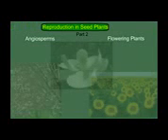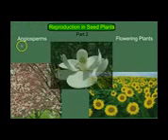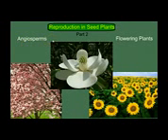Welcome back to our series on plant diversity and evolution. This is part 2 in our section on reproduction of seed plants. We'll look at the angiosperms, the flowering plants.